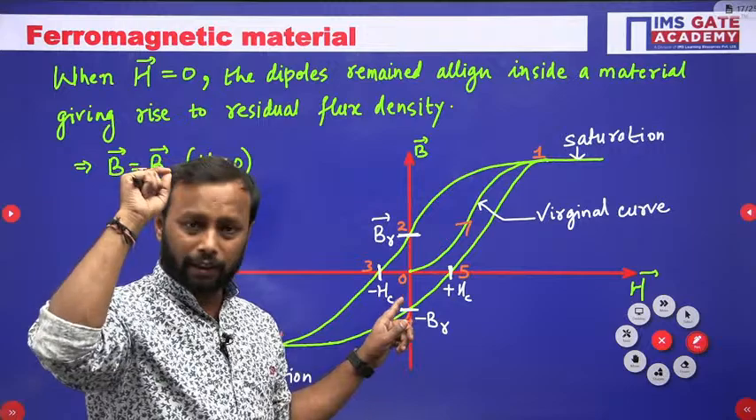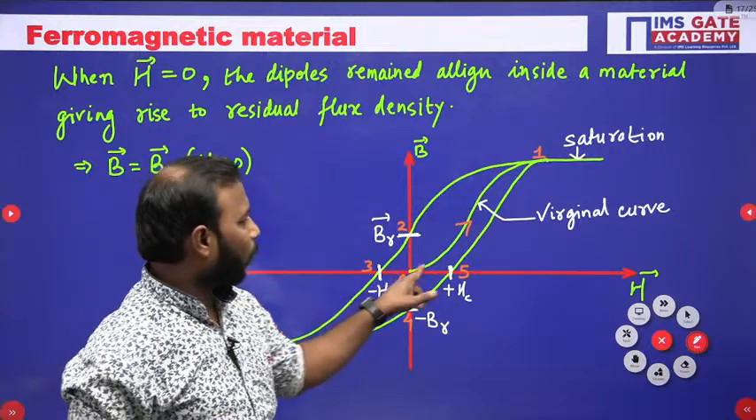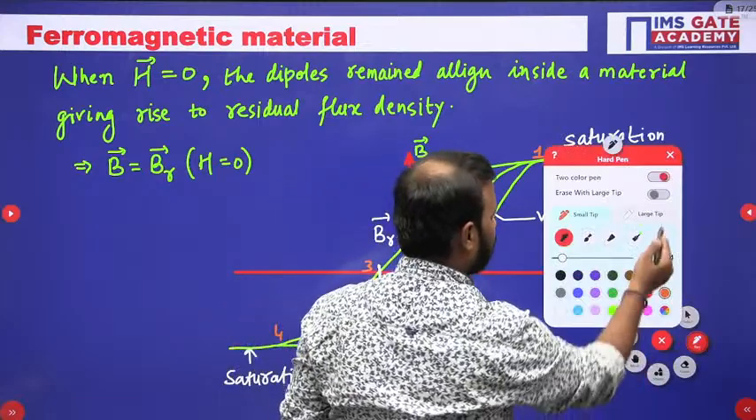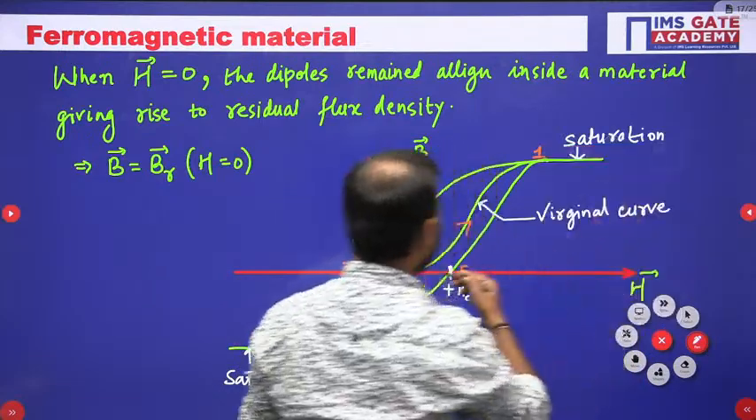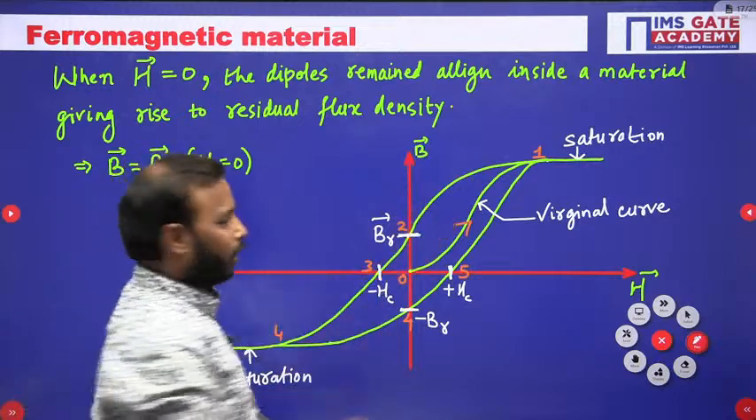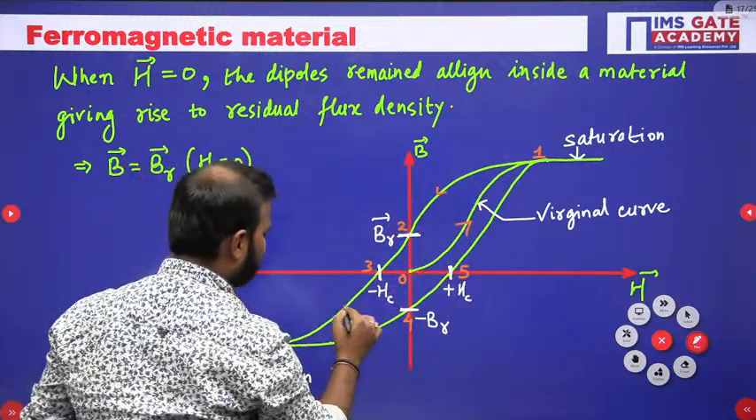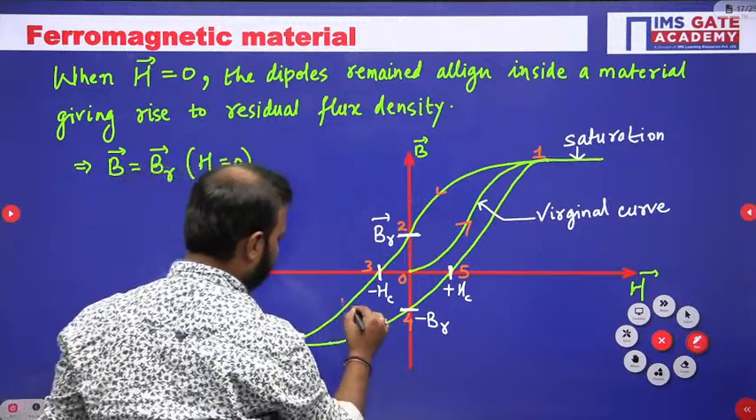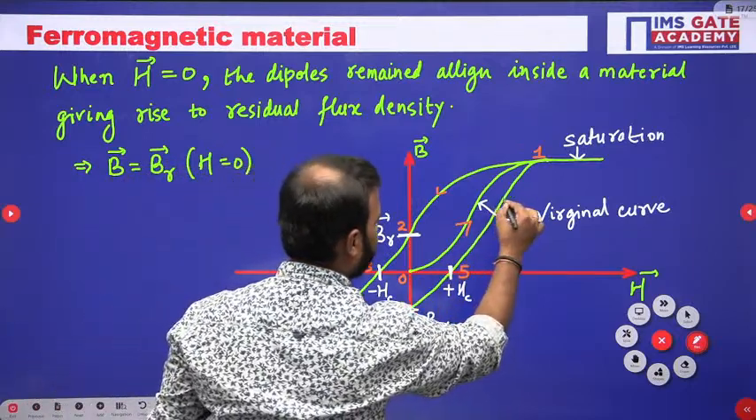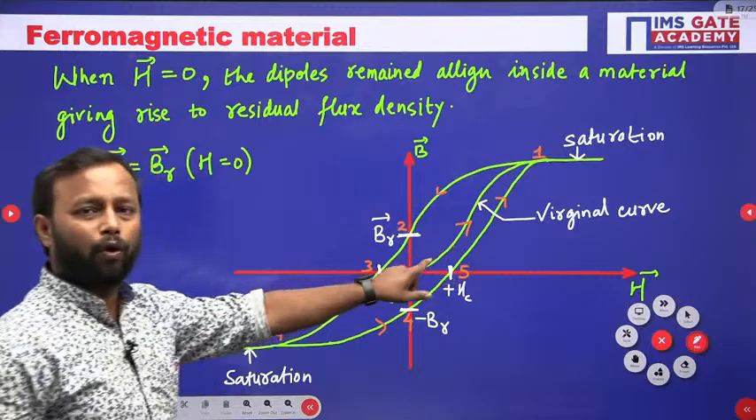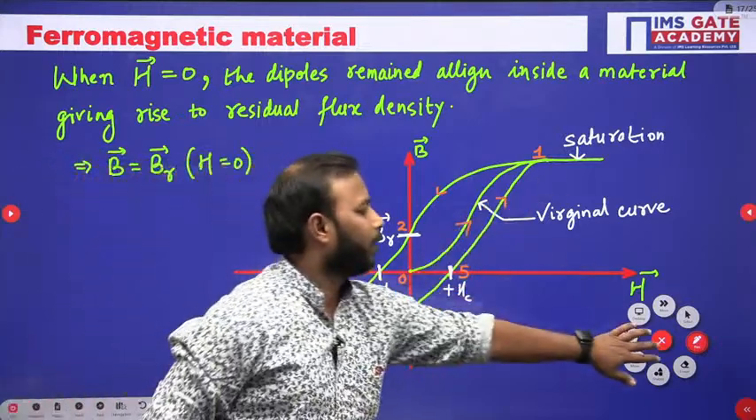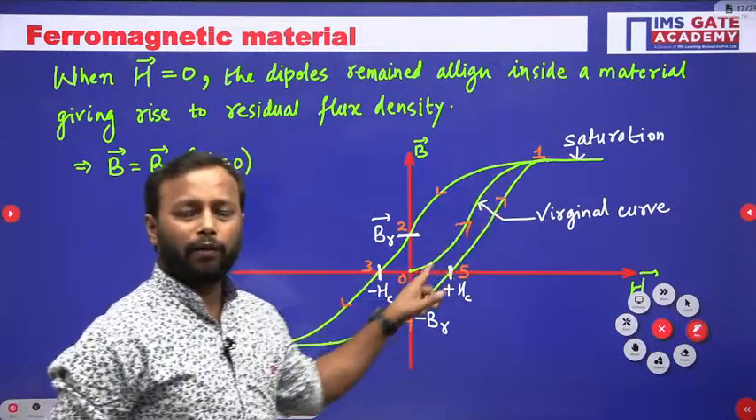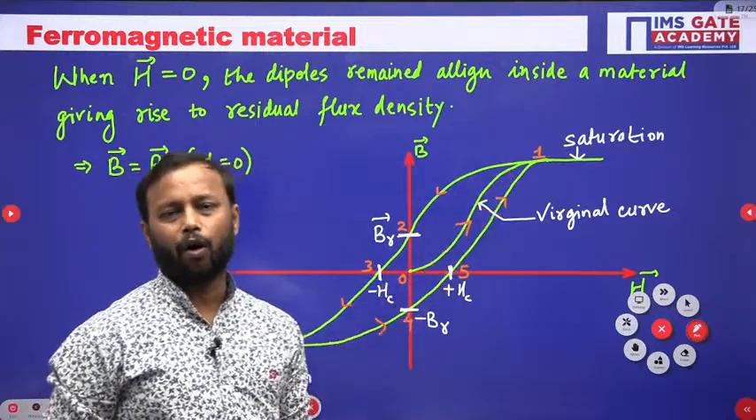So, if you see, for the very first time when the material is under operation, it will follow this path, and once it reaches saturation and is retraced like this, like this, it is not going to follow the first segment, that is from 0 to 1. This only happens for the first time when the material is in operation.